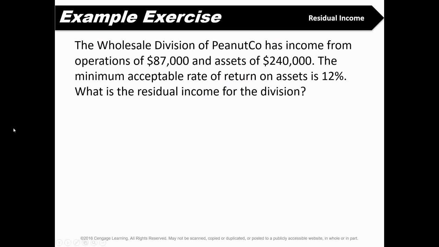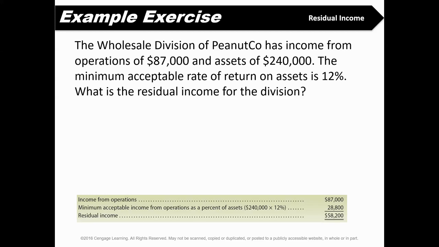So let's look at this example. The wholesale division of the peanut company has income from operations of $87,000 and assets of $240,000. The minimum acceptable rate of return on the assets is 12%. What is the residual income for the division?